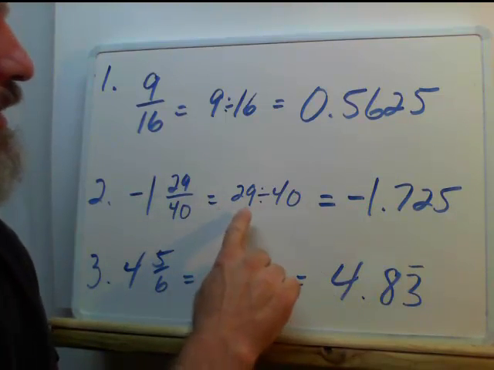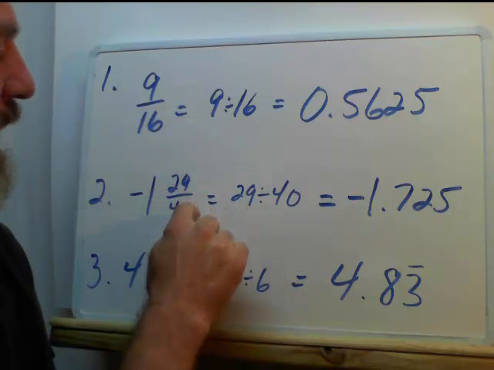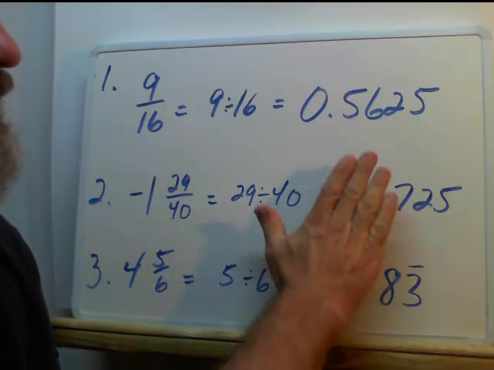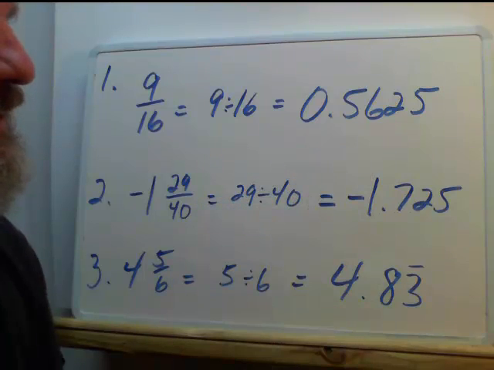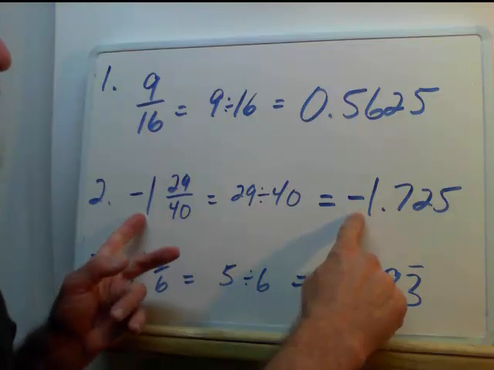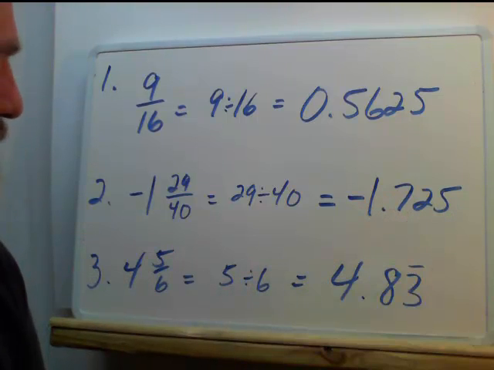Number 2 is -1, so right away we can put -1 over here. Do a little differently than the book does it. Just do the 29 divided by 40 in a calculator, and that gives you 0.725 or 725 one-thousandths. So it's -1 and 725 ten-thousandths.